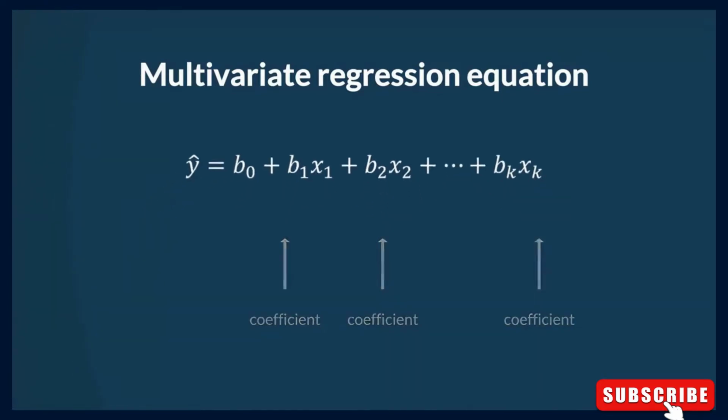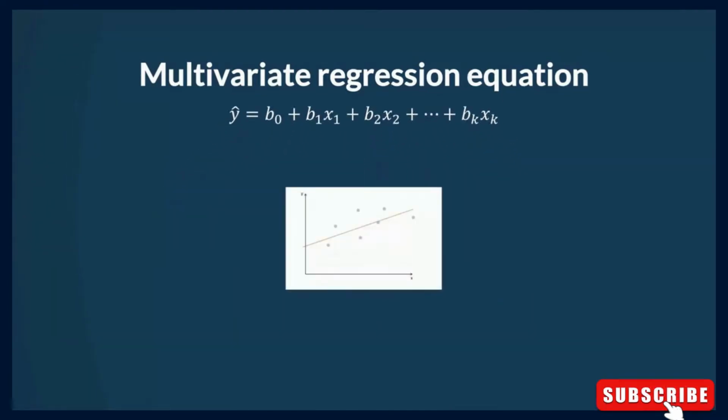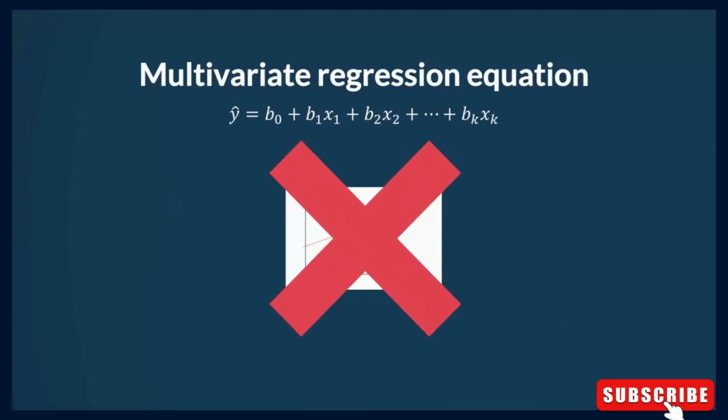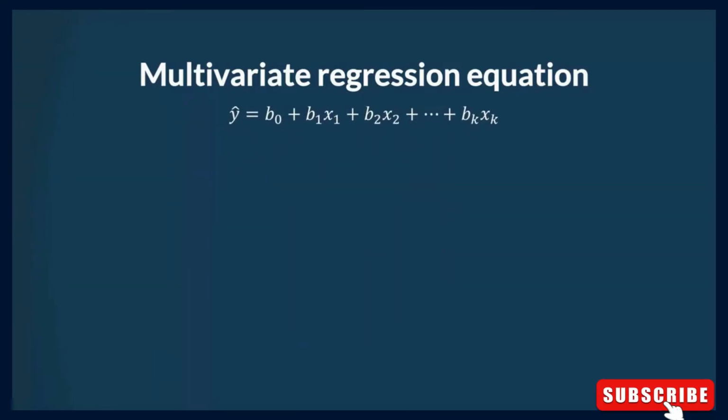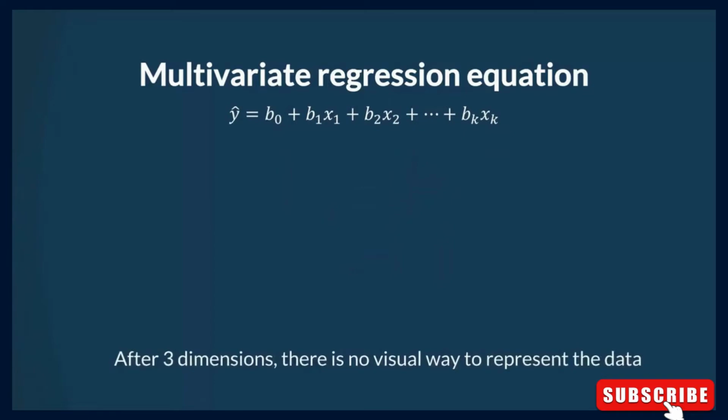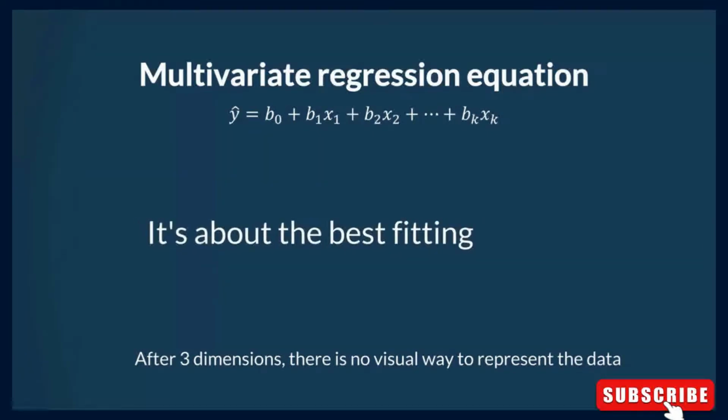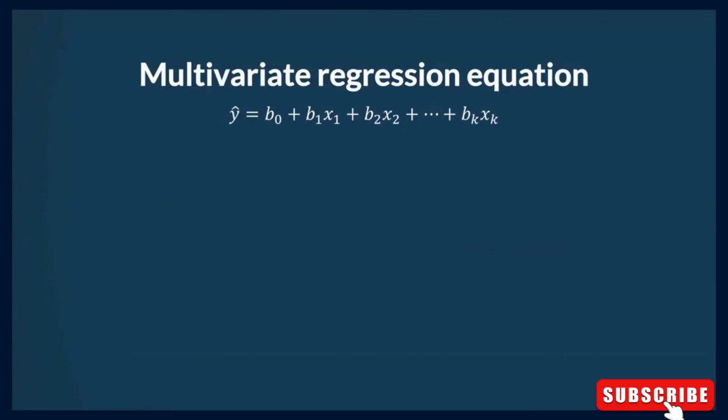The last thing to say about multivariate regressions is that it's not about the best fitting line anymore. Actually, it stops being two-dimensional, and when we have over 3 dimensions, there is no visual way to represent the data. So, if it is not about the line, what is it about? It's about the best fitting model. As we saw from the OLS, what we really want is the least sum of squared errors.